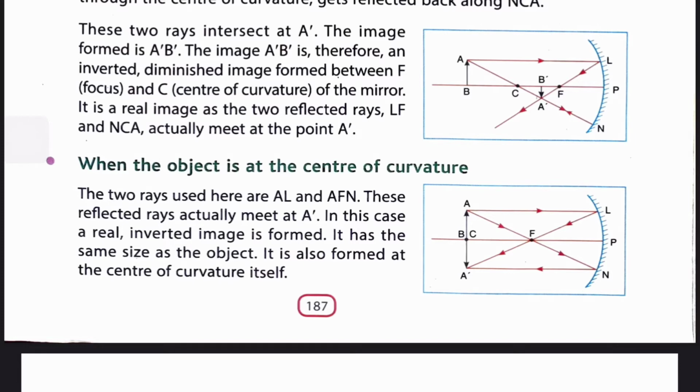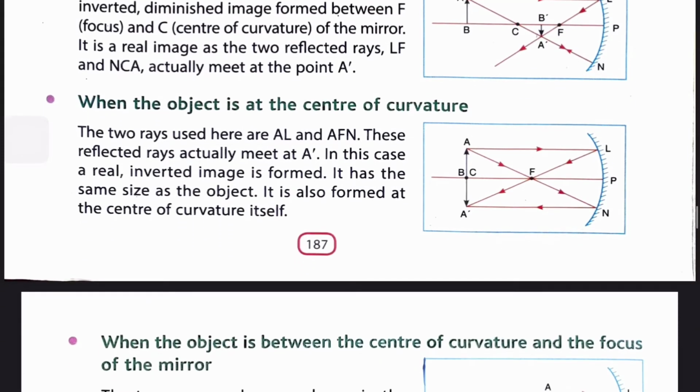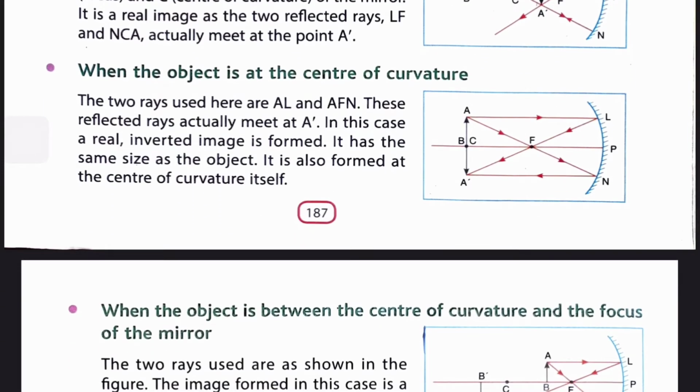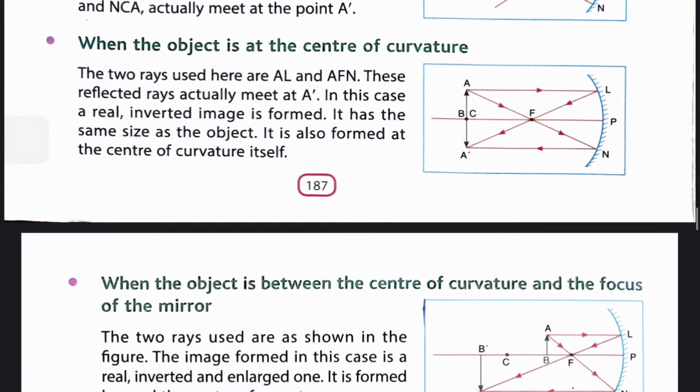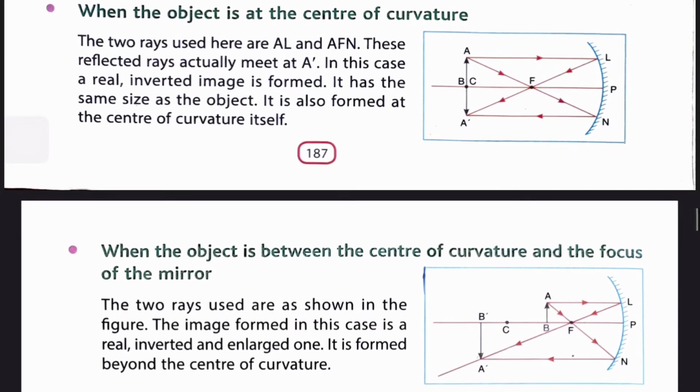Next, when the object is at the center of curvature, the two rays used here are AL and AFN. These reflected rays actually meet at A'. In this case, a real inverted image is formed. It has the same size as the object. It is also formed at the center of curvature itself. You can see in this picture.